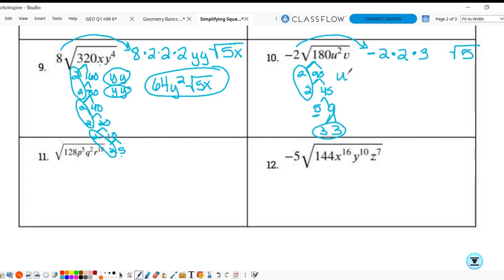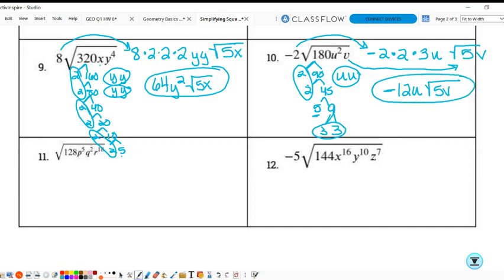We have a pair of u's. They're going to be outside the radical. And my v is going to stay in the radical. As we simplify, we have negative 2 times 2, that's negative 4, times 3 is negative 12, u radical 5v.